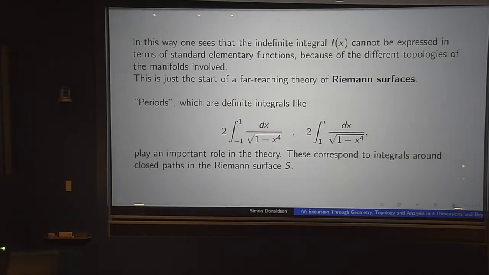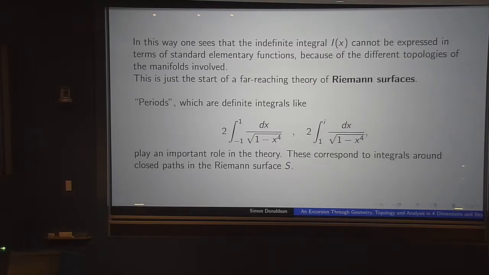So it's this difference of topology which really shows that we couldn't just treat this integral that I call I of x by, in some clever way, using standard elementary functions, that it really involves completely different kinds of objects. And this is just the start of the theory of these Riemann surfaces that we mentioned.